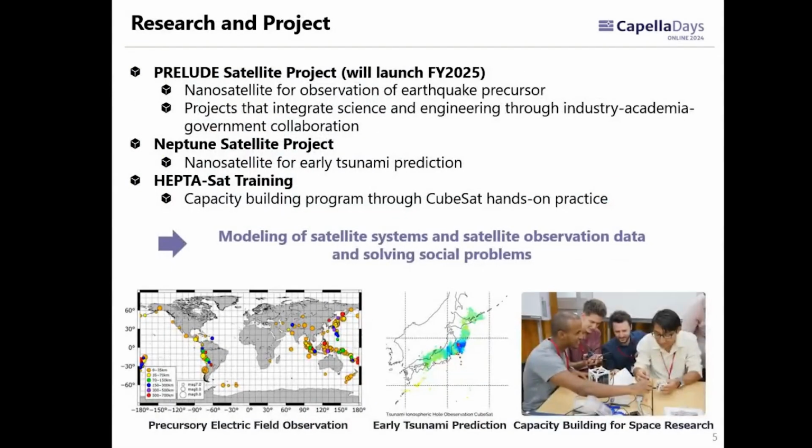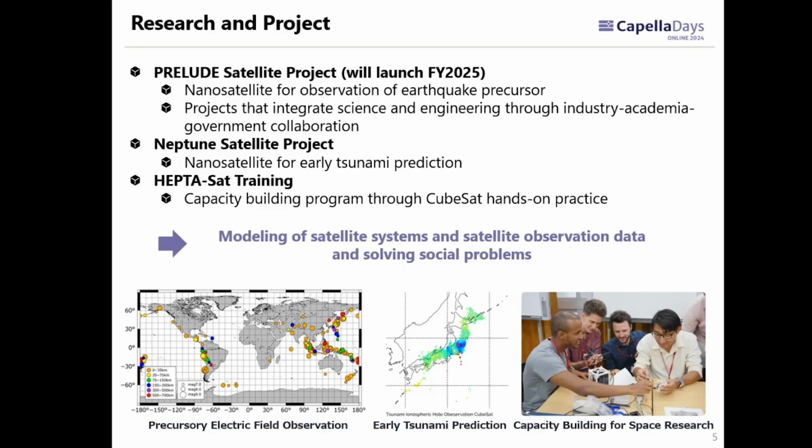Next slide, we will give you a brief overview of our laboratory research and projects. Our laboratory these days tackles three topics. One is the PRELUDE satellite project. It is a miniature size satellite project, and we will launch next fiscal year. This satellite focuses on the observation of earthquake precursors. This project integrates the science side and the engineering side through industry, academia, and government collaboration. Today's presentation focuses on this satellite's design, development, and operation.